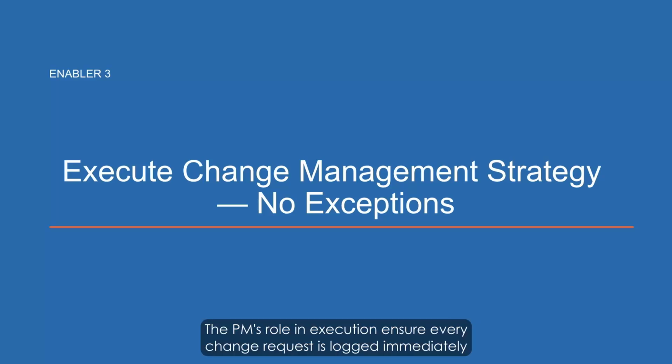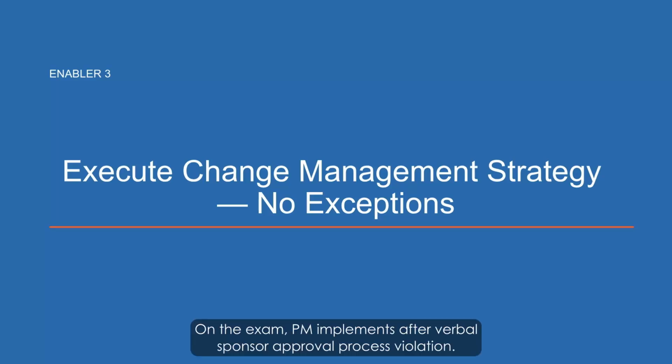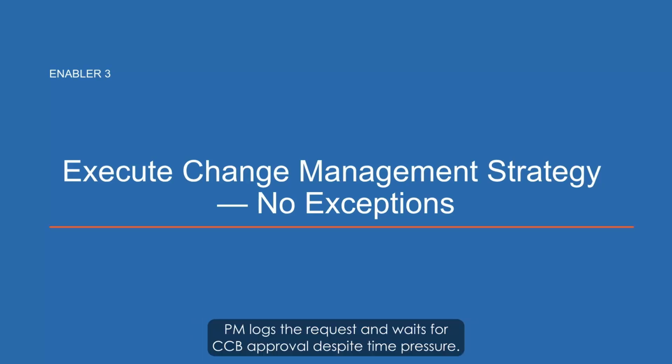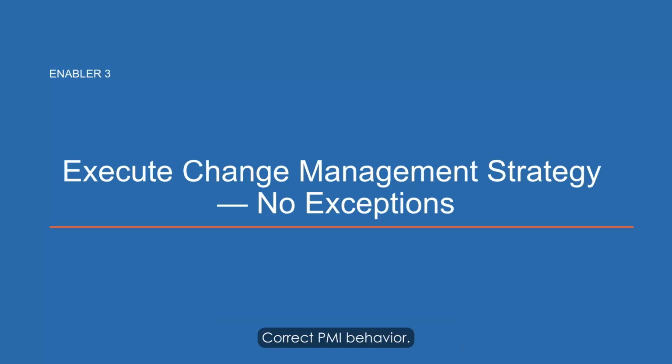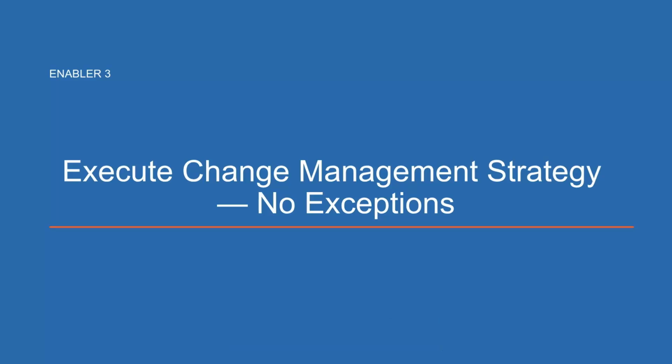The PM's role in execution: ensure every change request is logged immediately when identified. Impact assessments are completed thoroughly before CCB review. The CCB has all information needed for an informed decision, and approved changes are communicated to all affected stakeholders before implementation begins. On the exam, PM implements after verbal sponsor approval, process violation. PM logs the request and waits for CCB approval despite time pressure. Correct PMI behavior. The trap is always the shortcut that feels reasonable.